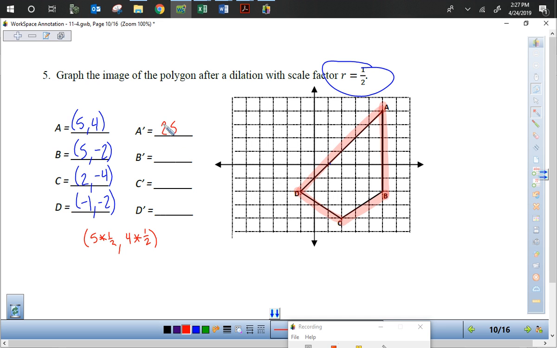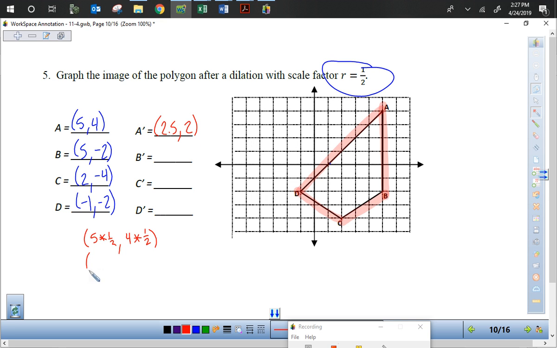2.5. Okay, I do want you to write these as the decimals versus the fractions. We can write that as 5 over 2, but when we're graphing these and we have a decimal, that just means the halfway point between 2 and 3. So we want to be able to see that decimal to graph it more easily. The next one, 4 times 1/2, or half of 4, is 2.